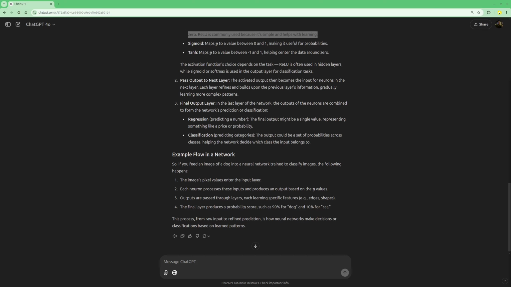So x is a numerical value or an output of other neurons. And the weights are numerical values that represent either the strength of the inputs or the strength of the connections between the neurons.